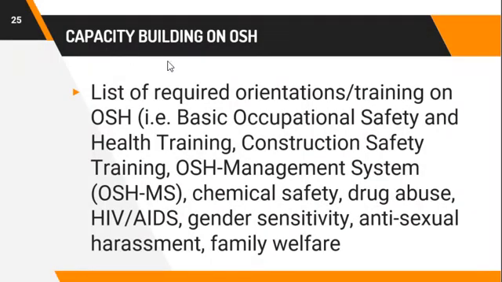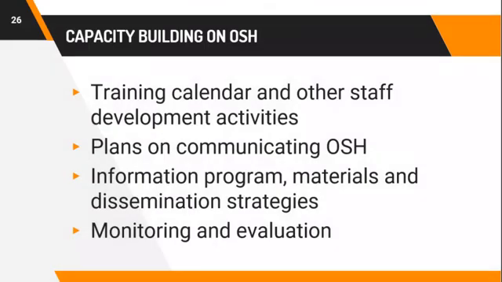We also have the capacity building on OSH. So we have here the list of required orientations and training. Under this, the OSH is the basic occupational safety and health training, construction safety training, management systems, chemical safety, drug abuse, HIV, gender sensitivity, and so on and so forth. So mostly trainings and orientations to just spread awareness in the workplace about these.